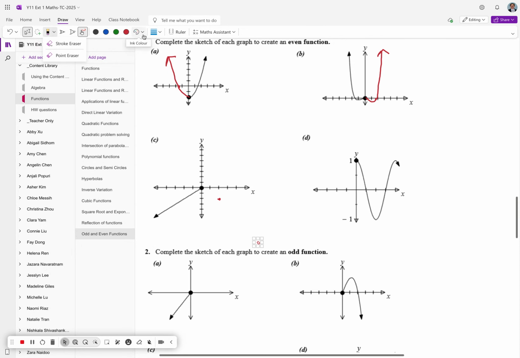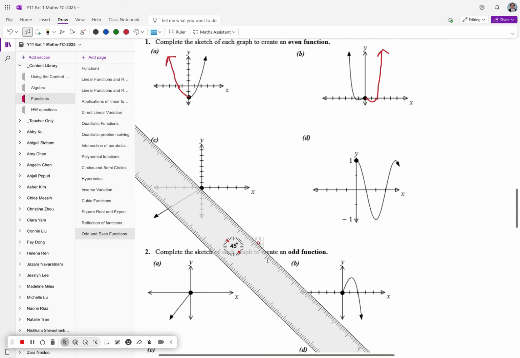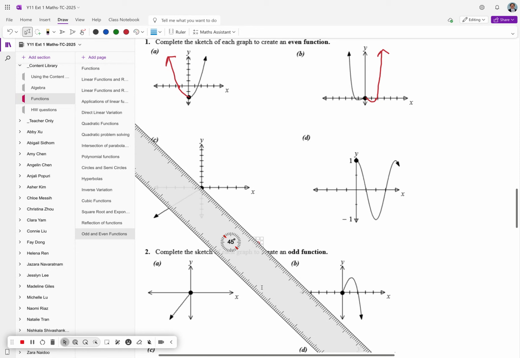Select. No. Okay. Right, so this is going to be difficult. It's meant to be a straight line there. Let's try and get rid of that. You have to try the ruler. Alright, so we've got the ruler there, and I should be able to move that ruler.